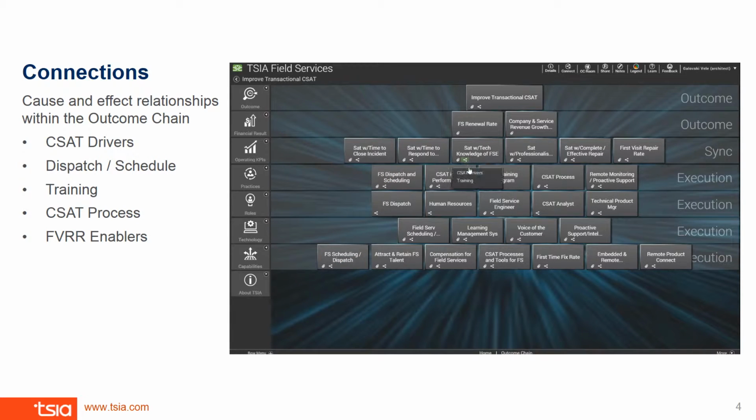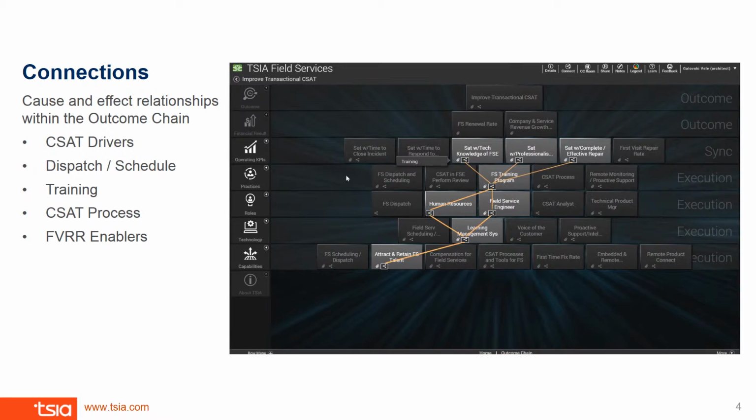Moving along, we can also take a look at the next three measures within transactional CSAT: satisfaction with technical knowledge and professionalism of the field service engineer, and completeness and effectiveness of repair. That requires a robust training program and requires involvement from the human resources department as well as a learning management technology platform to implement.